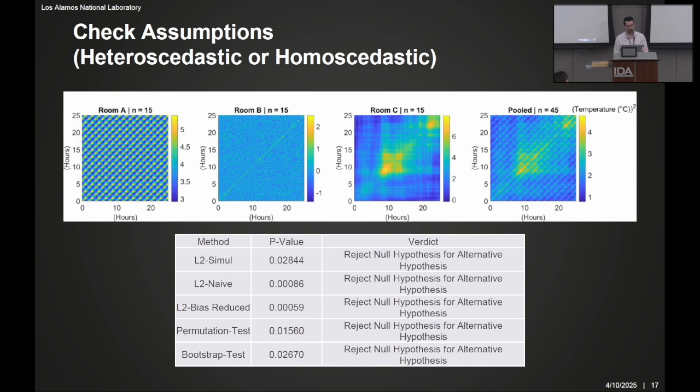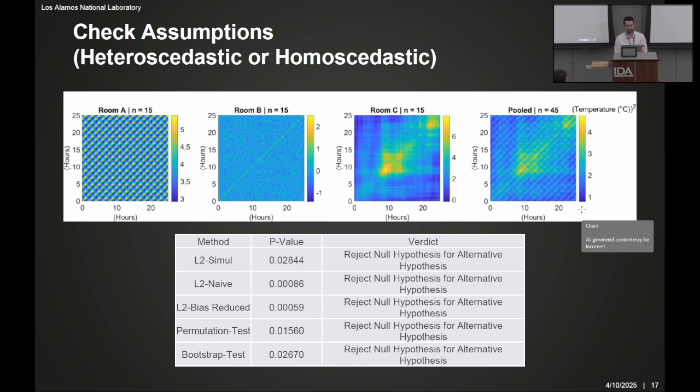So checking our assumptions, here's a plot of the covariance matrices. Room A, which we said maybe had someone with a space heater going cyclically on and off, you can definitely see that in the covariance matrix. B is very tight along the diagonal, and C is more diffuse along the diagonal. And if we pooled it together, which is what we would do if we used the homoscedastic variation, this is the covariance matrix it would be pooling from.